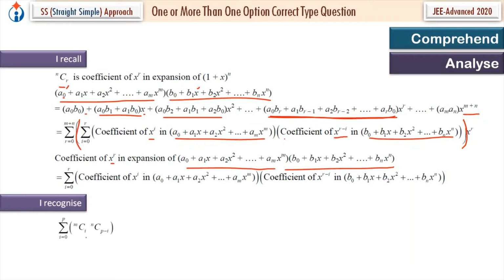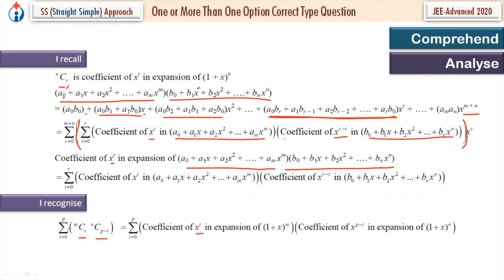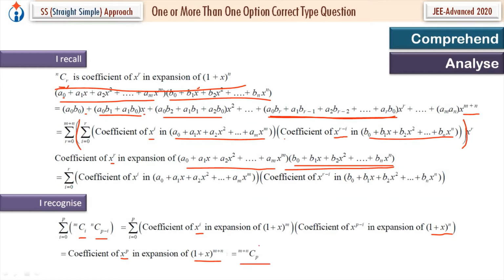Now I recognize this term, which is in the expression f. It's not there explicitly, but we can get that. This would be the coefficient of x to the power i in the expansion of (1 plus x) to the power m. Just relate with this. And nC(p minus i) is the coefficient of x to the power p minus i in the expansion of (1 plus x) to the power n. So this equals the coefficient of x to the power p in the expansion of (1 plus x)^m into (1 plus x)^n, which is the coefficient of x to the power p in (1 plus x)^(m plus n). This is equal to (m plus n)Cp. So we recognize this.